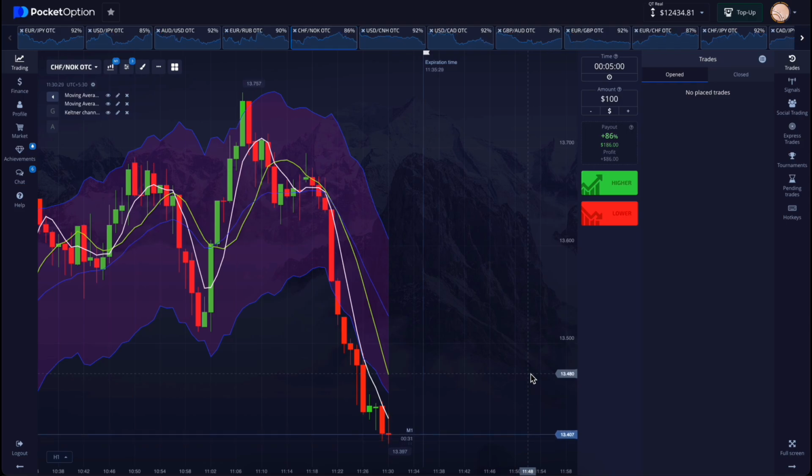You can see that even after getting 2 confirmations, the market has come down instead of going up. Therefore, you should wait until the 2 lines of the moving average cross.